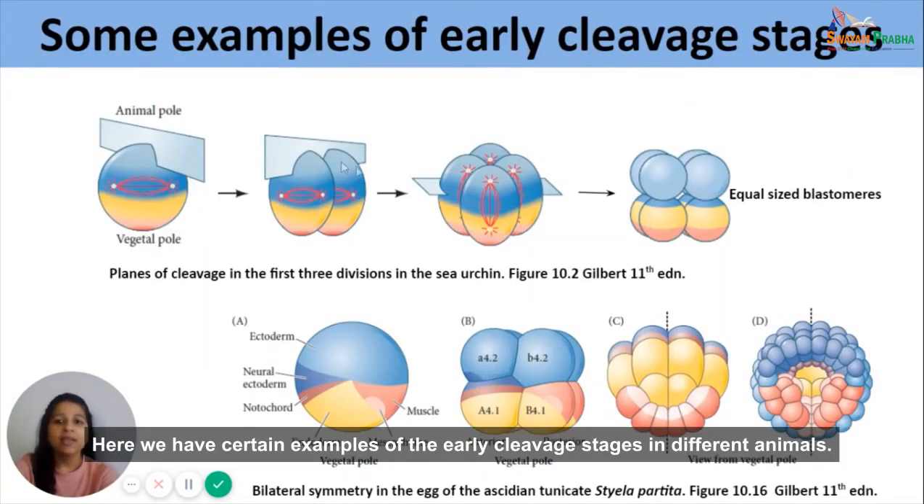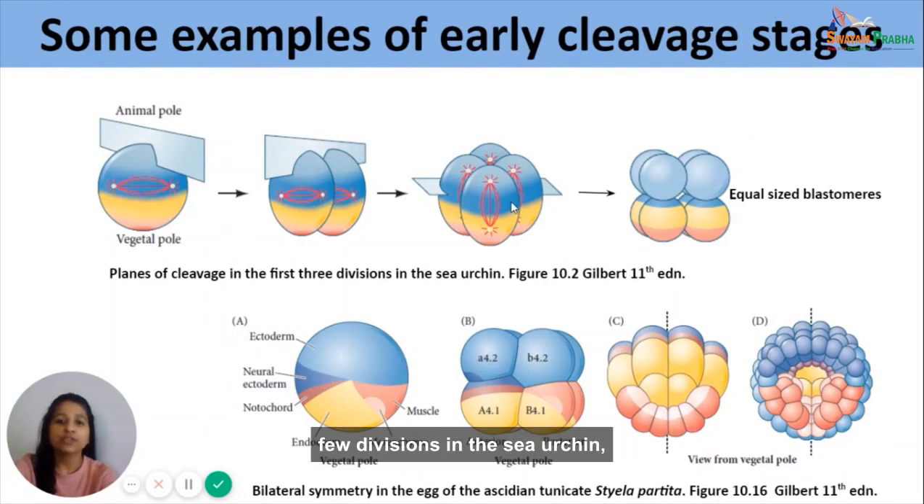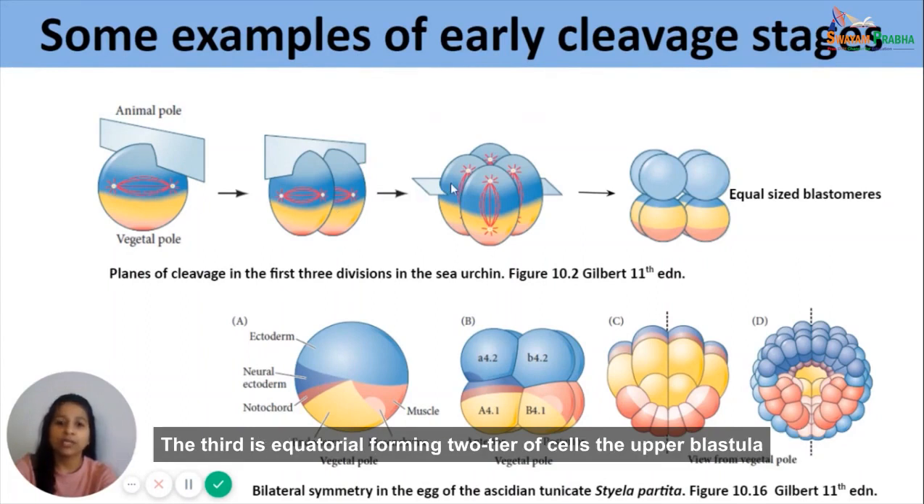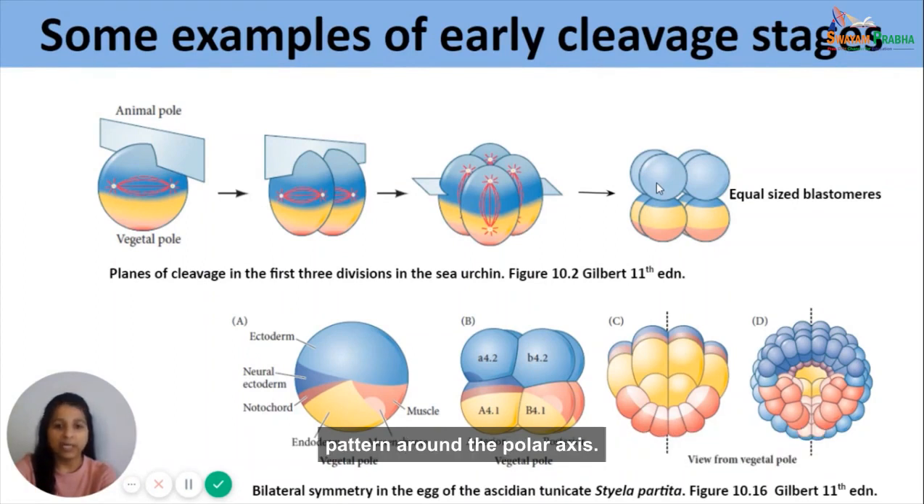Here we have certain examples of the early cleavage stages in different animals. The first diagram, as we know, is the plane of cleavage in the first three divisions in the sea urchin, which forms equal-sized blastomeres. The first two cleavages here are meridional, which are formed perpendicular to the angle of the mitotic spindle. The third is equatorial, forming two tiers of cells, the upper blastomeres and the lower blastomeres, which form a radially symmetrical pattern around the polar axis.